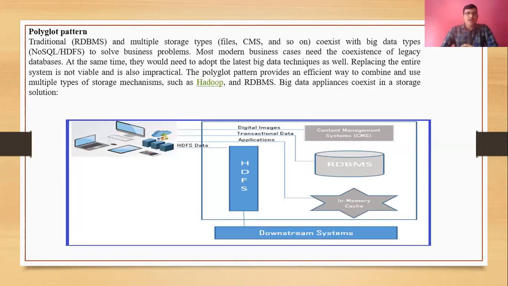Next, polyglot patterns. Traditional RDBMS and multiple data stores, files, CMS, and so on coexist with the big data types, NoSQL, HDFS to solve business problems. Most modern business cases need the coexistence of legacy databases. At the same time, they need to adopt the latest big data techniques as well. Replacing the entire system is not feasible and also impracticable.